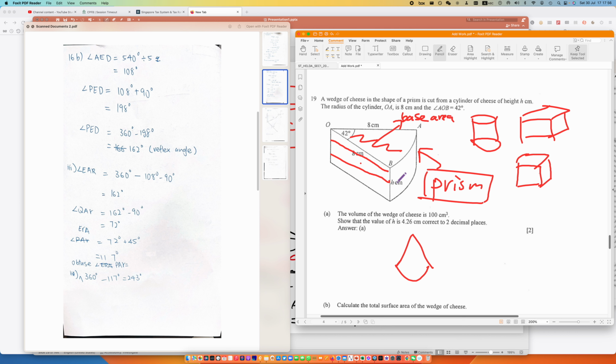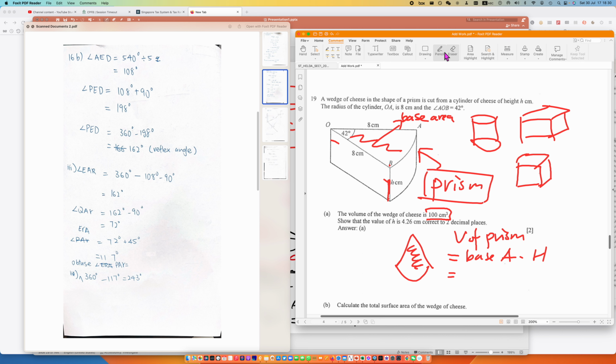And then which one is the height? H is the height. So they give you the volume is 100. So what's the volume for a prism? Base area times height, right? In this case, the base area is this piece of thing. So how do you find the area of this piece of thing? 4.26 cm. So it's 100 divided by 4.26. Then you'll know the base area.